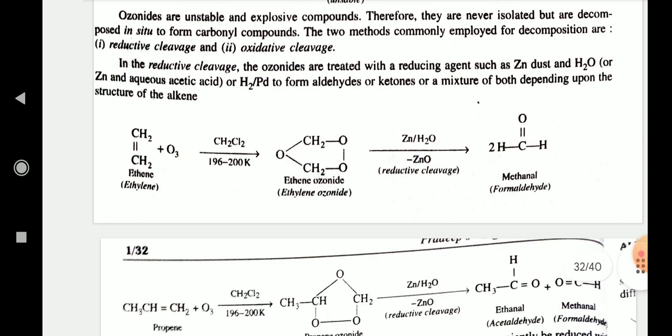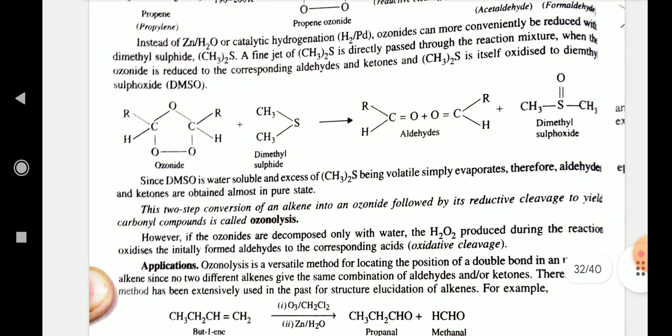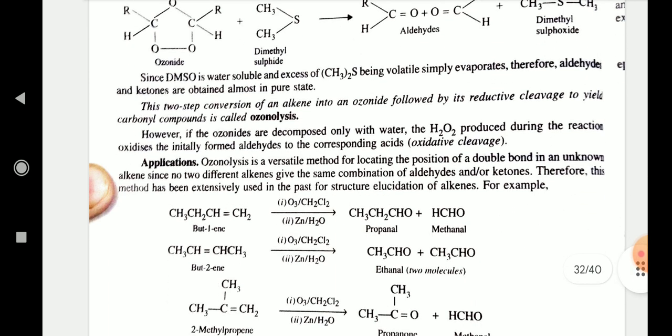structure of the alkene. Instead of Zn/H2O or catalytic hydrogenation, ozonides can more conveniently be reduced with dimethyl sulfide. A fine jet of (CH3)2S is directly passed through the reaction mixture. The ozonide is reduced to the corresponding aldehydes and ketones, and (CH3)2S is itself oxidized to dimethyl sulfoxide. Since DMSO is water soluble and excess (CH3)2S being volatile simply evaporates, aldehydes and ketones are obtained almost in pure state.